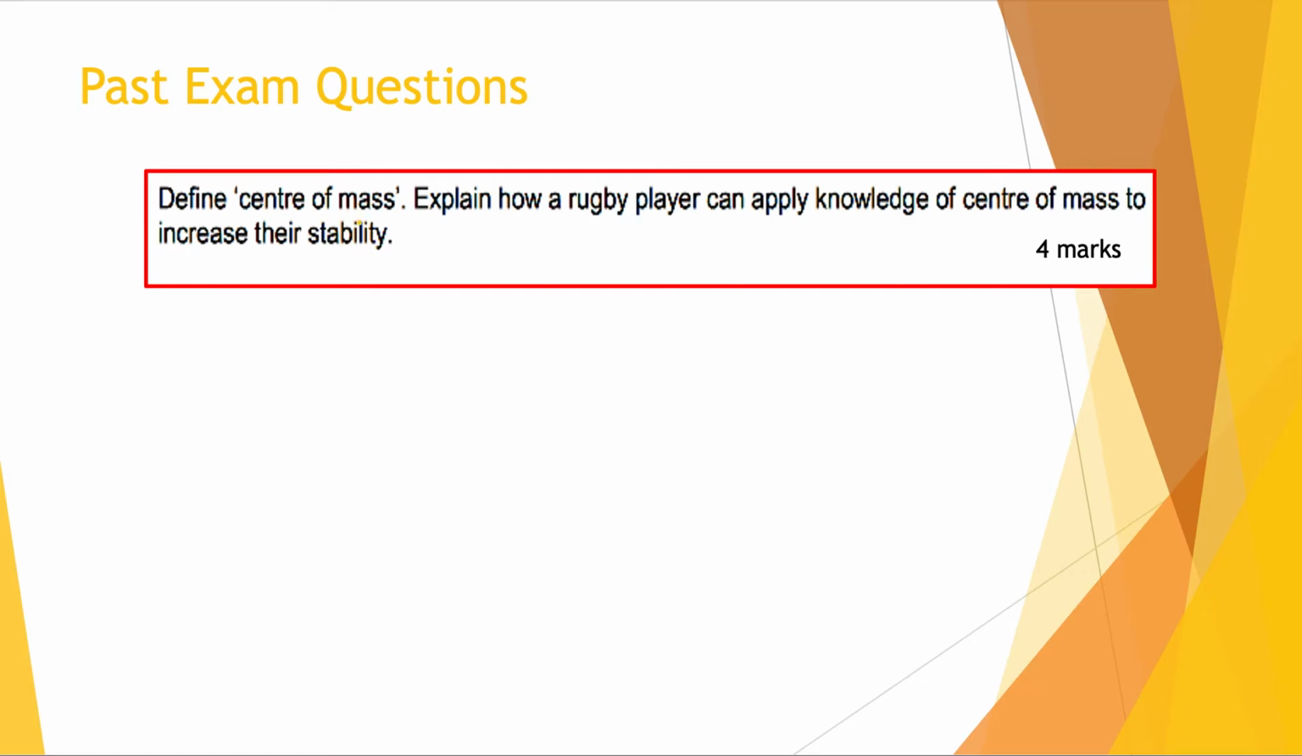Question number 2, define centre of mass. Explain how a rugby player can apply knowledge of centre of mass to increase their stability. So the first thing that I would point out to you here is there are 2 parts to this question. You need to remember to answer the first. It's a really common mistake for students to go straight into explaining how the rugby player can apply knowledge of centre of mass and forget this first mark. There are going to be sub-max marks on the mark scheme. 1 mark for defining centre of mass and a further 3 marks for thinking about how they can use the idea of centre of mass to increase their stability. So pause the video now if you want to have a go without the mark scheme.